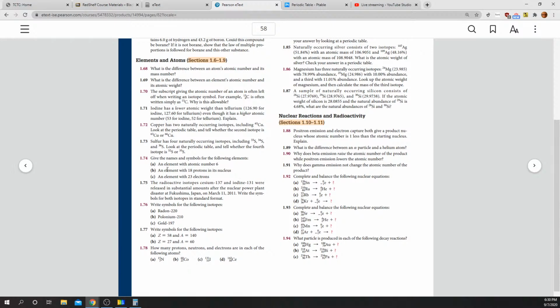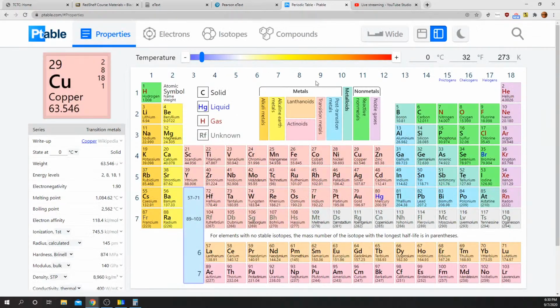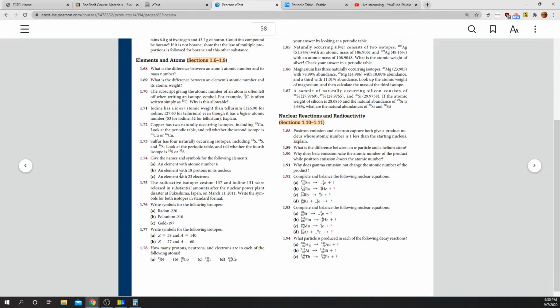All right, 74. Give the names and symbols for the following elements. An element with atomic number 6 is going to be carbon. An element with 18 protons in its nucleus is going to be chlorine, I think. No, one more than chlorine. Yeah, it's going to be argon.